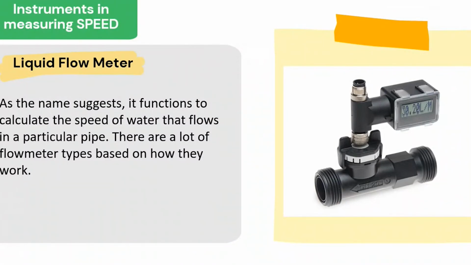Lastly, we have the liquid flow meter. As the name suggests, it functions to calculate the speed of water that flows in a particular pipe. There are a lot of flow meter types based on how they work.